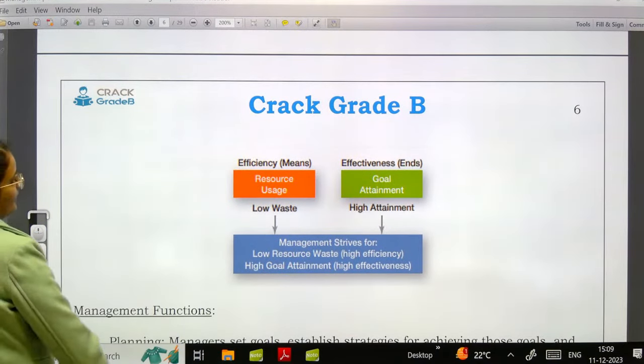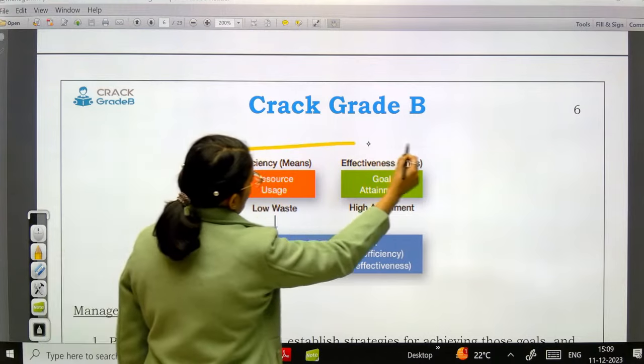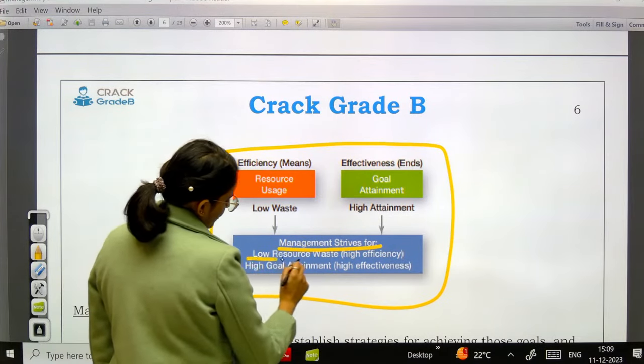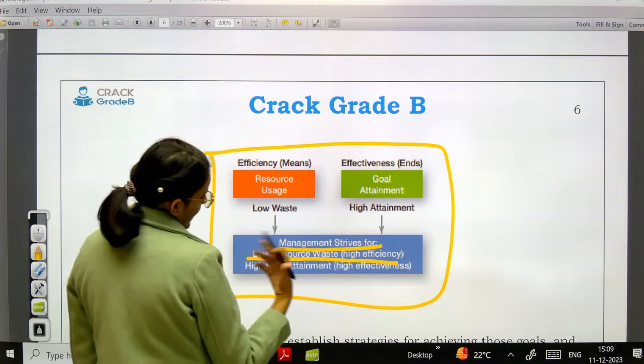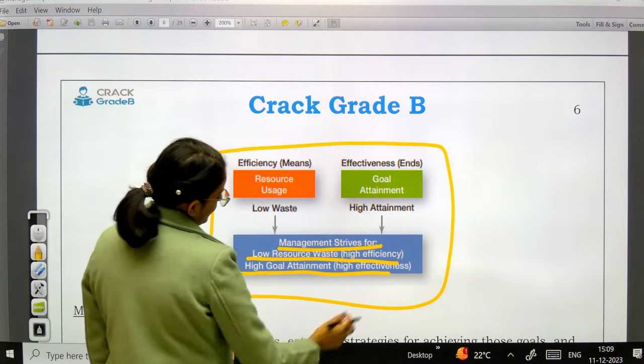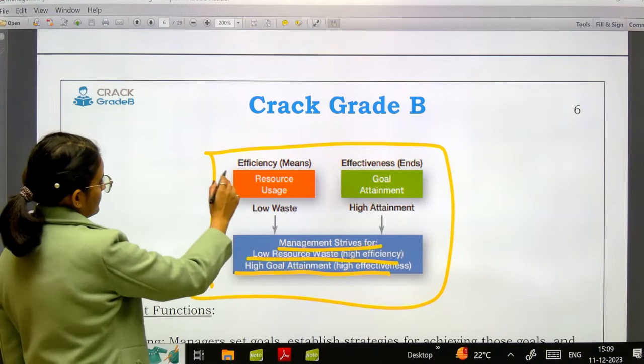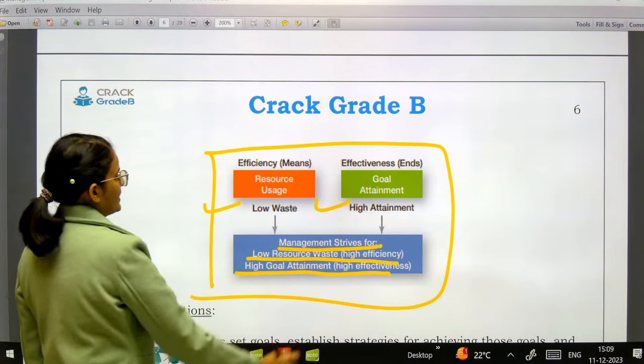See, a manager should always focus on management that strives for low resource waste, that is high efficiency, and high goal attainment. Okay, high efficiency and high effectiveness: low waste, high attainment.